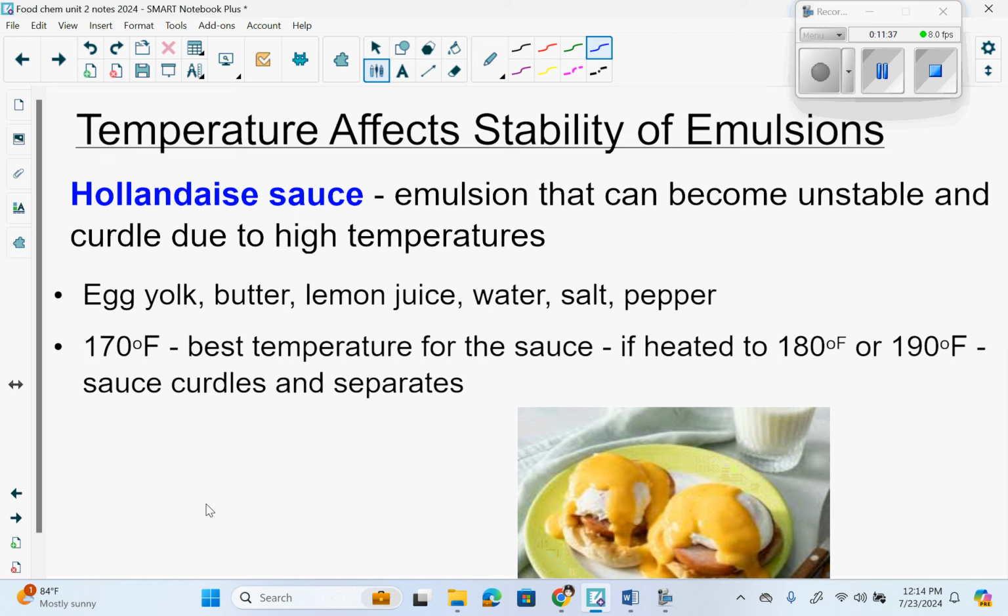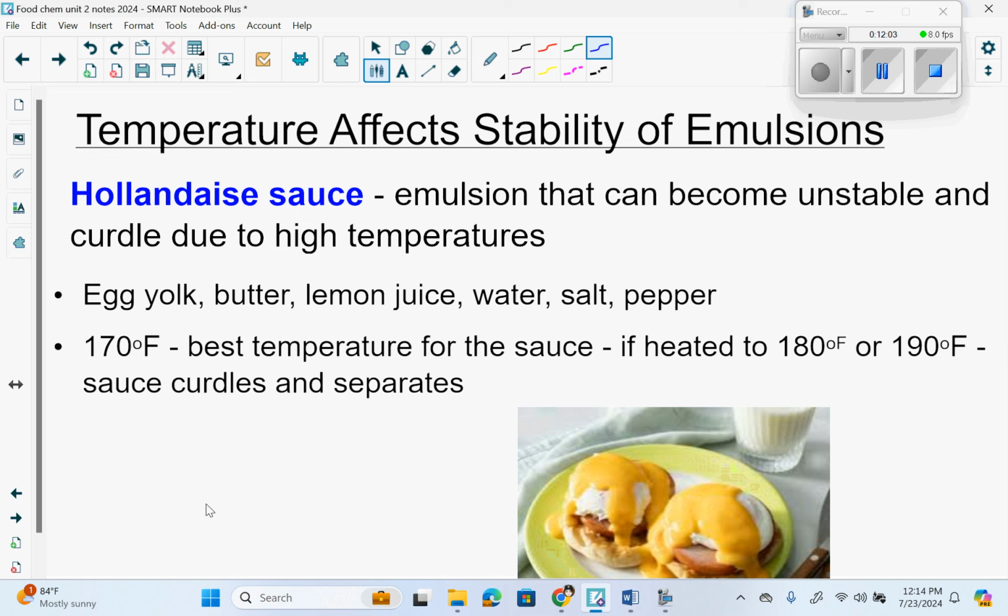All right, so temperature would affect the stability of emulsions. There's something called hollandaise sauce. I'm not a huge fan of this, but it's right there in the picture. You usually see this on Eggs Benedict, which I've never eaten. I know what it is, but it's right there on the top of it. So this hollandaise sauce is an emulsion that can become unstable and curdle due to high temperatures. So you have to be very particular and careful when you try to make this.